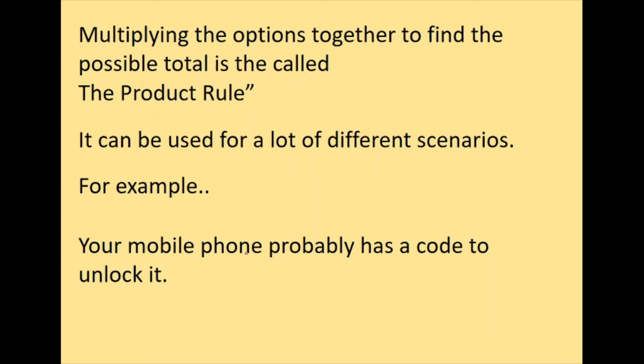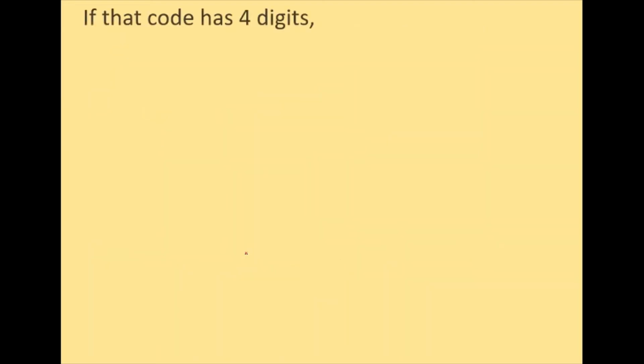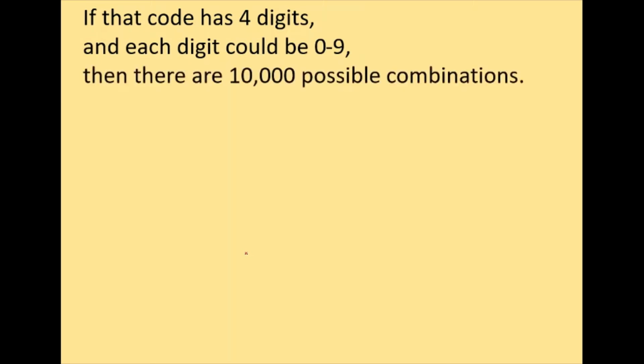Okay. Now what you've been doing so far is something called the product rule. We call it the product rule because we are using the product, the multiplying of different options to get our answer. And it can be used for a lot of different scenarios. For example, your mobile phone probably has a code to unlock it. So if that code has 4 digits, and each digit is 0 to 9, there are 10,000 different possible combinations.